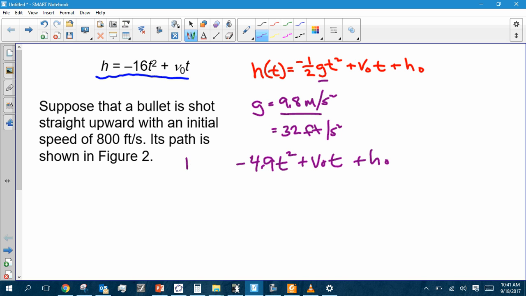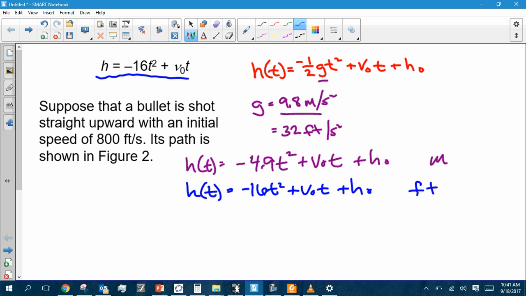That is one position function, in meters, which tells us our height in meters. The one we're dealing with during this course in advanced math is in feet. So we take 32 and multiply by negative 1/2, and we get negative 16 t squared plus v sub naught t plus h sub naught. That will then provide us solutions in feet.